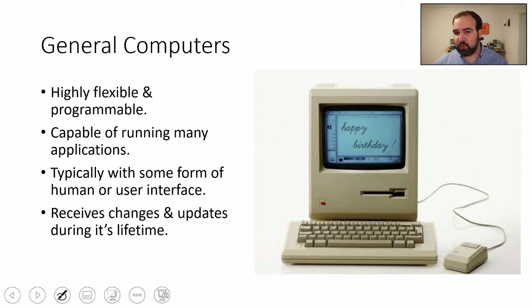Things like your phone even count as a general purpose computer because it's highly flexible, you can install different apps, you can run different applications, it normally gets updates in the system, and it has a nice user interface, right? Just because it's not sitting on your desk doesn't mean it's not a general purpose computer. So your phone could easily count as one.